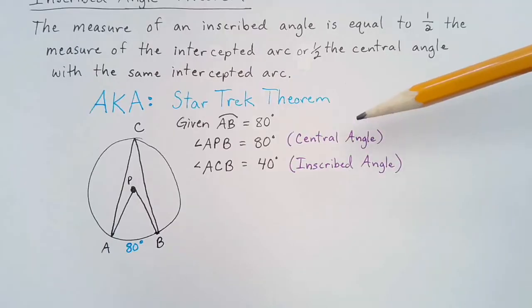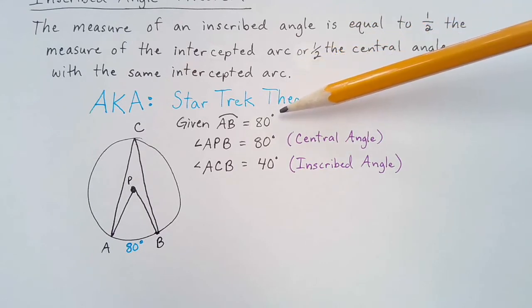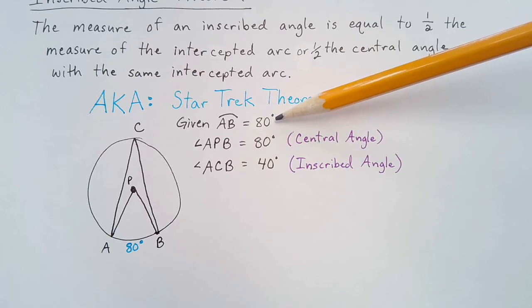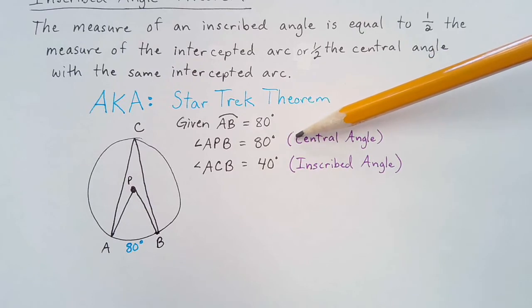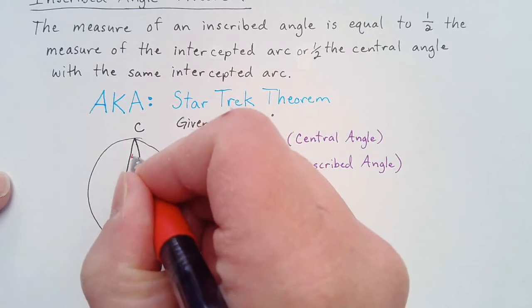All right, so if we're looking at this, we're given that the intercepted arc, or arc AB, is 80 degrees. Its measure is 80 degrees. So that means that the measure of the central angle, angle APB, is also 80 degrees, because that's using the central angle theorem. Okay, so if this intercepted arc is 80 degrees, the central angle is 80 degrees. And now we also have the inscribed angle theorem. So this central angle shares the same intercepted arc as that inscribed angle. So that means that this angle is 40 degrees.